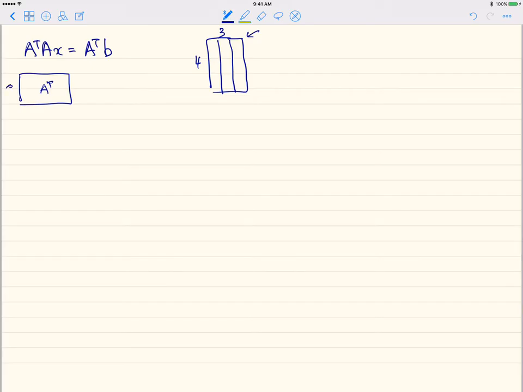Let me rewrite that equation: A transpose A x equals A transpose b. Suppose A is 4 by 3. It could be 3 by 4 or 2 by 2 or any matrix. A can be any matrix, but let's just use this kind of example. In this case, you know A transpose is 3 by 4, right? This is 4. Then A is 4 by 3. So this matrix will be a 3 by 3 matrix. So this is A transpose A. So we always have a square matrix in our linear system.